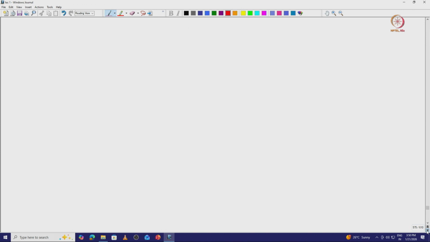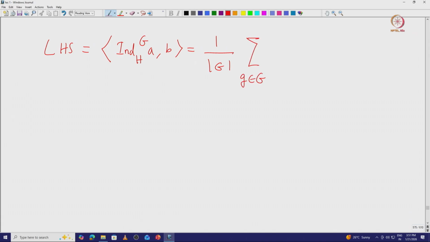Let us start with the left hand side. So we are going to compute the inner product between the induction of A and B. So by definition the inner product is given by 1 divided by the cardinality of G, summation over g in G, the induction of A of g and then B of g bar. So this is the definition of the inner product.